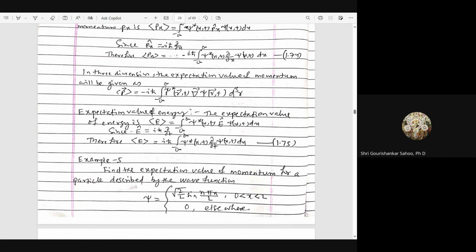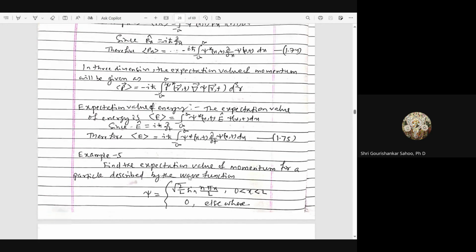Expectation value of energy, that is i h cross integration from minus infinity to infinity of psi star del by del t psi dx. And there are some worked out examples you can see.